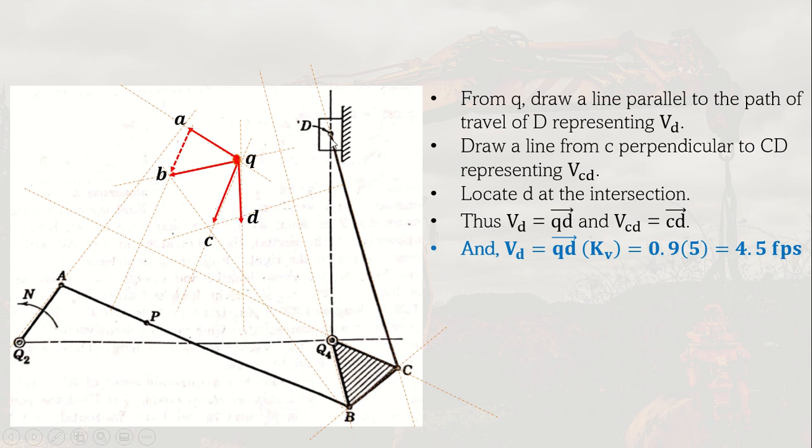So we know that the direction of D is downward also, because the direction in the velocity polygon is the representation of the actual direction in the drawing. So the velocity of D, we can get that by measuring this line and multiplying it by the velocity scale, which is 5. Say that you measured it as 0.9 and the velocity scale is 5. Therefore, our velocity of D is 4.5 feet per second. So that is how we use the velocity scale in getting the actual magnitude. Whether you use different kV, the result will still be the same.